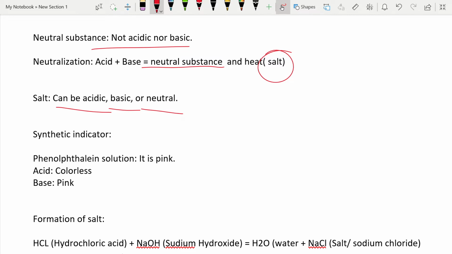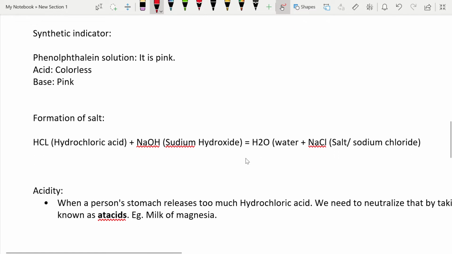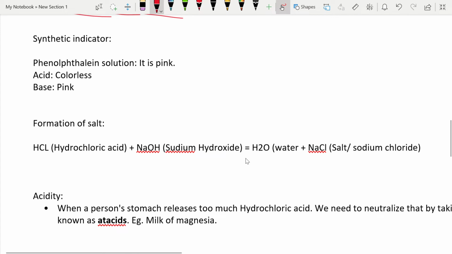Synthetic indicator. Phenolphthalein solution is a synthetic indicator which is used in laboratories a lot, and it is pink. Now when you put it in acid, it turns colorless, but when you put it in base, it turns pink.